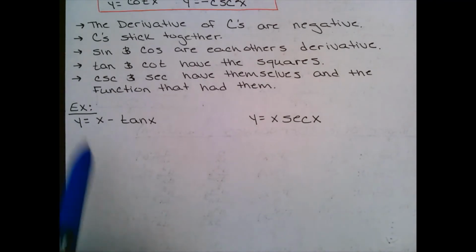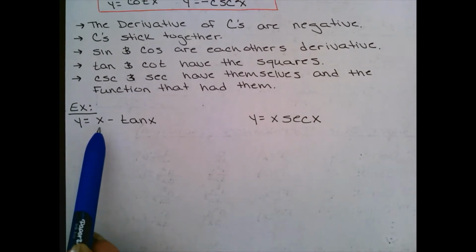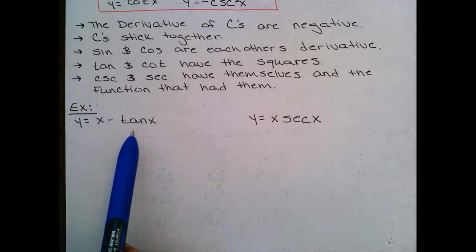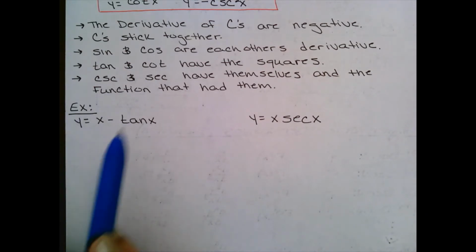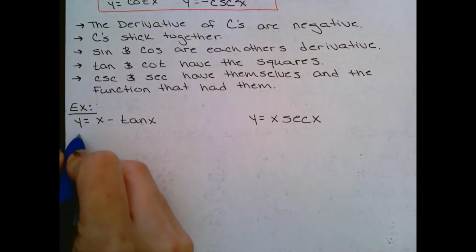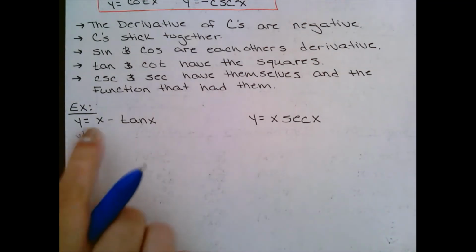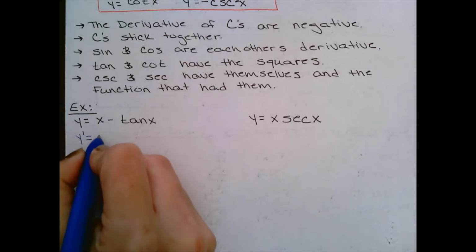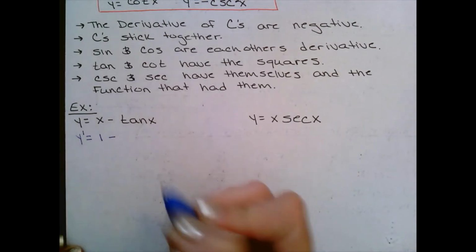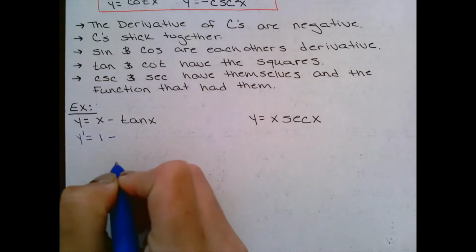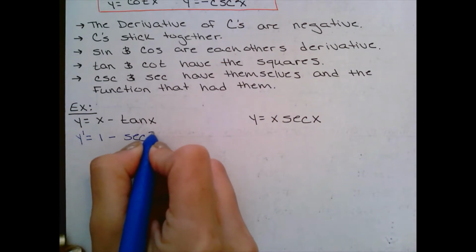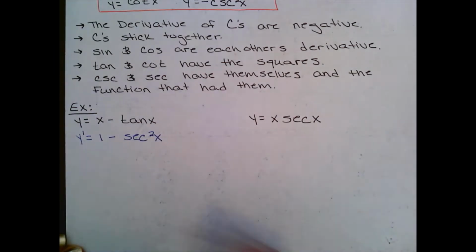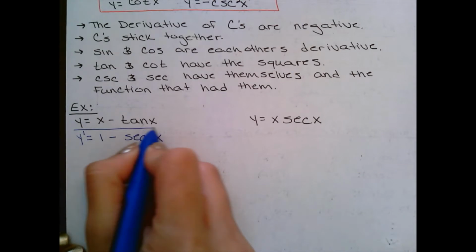This first one here has an x minus a tangent. Okay? These are separated by subtraction. And the rule when you're separated by subtraction is to solve one at a time. So I can say y prime equals, well, the derivative of x is 1. I bring down the sign. And the derivative of tangent, according to my chart, is secant squared of x. And that question is that simple. Okay?